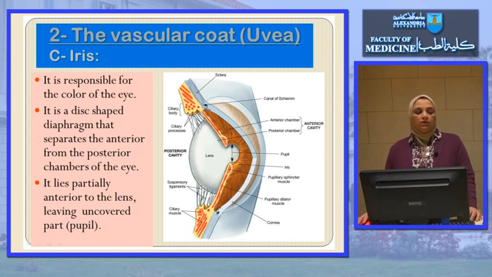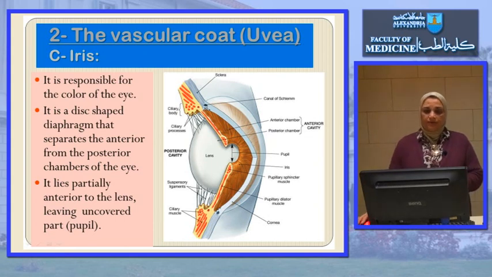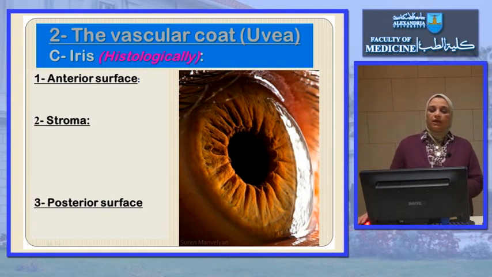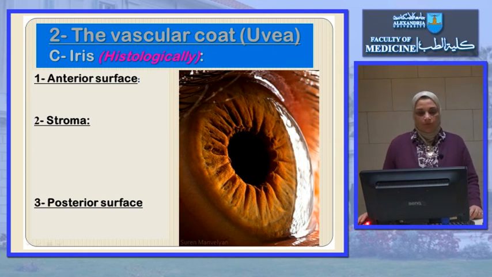This is the pupil, and so the iris lies partially anterior to the lens, leaving part of it uncovered. This uncovered part is the pupil. Again, this is the iris. You see the pupil in the center and the iris here, and behind it we can find the lens, and in between the iris and the lens we'll find the posterior chamber.